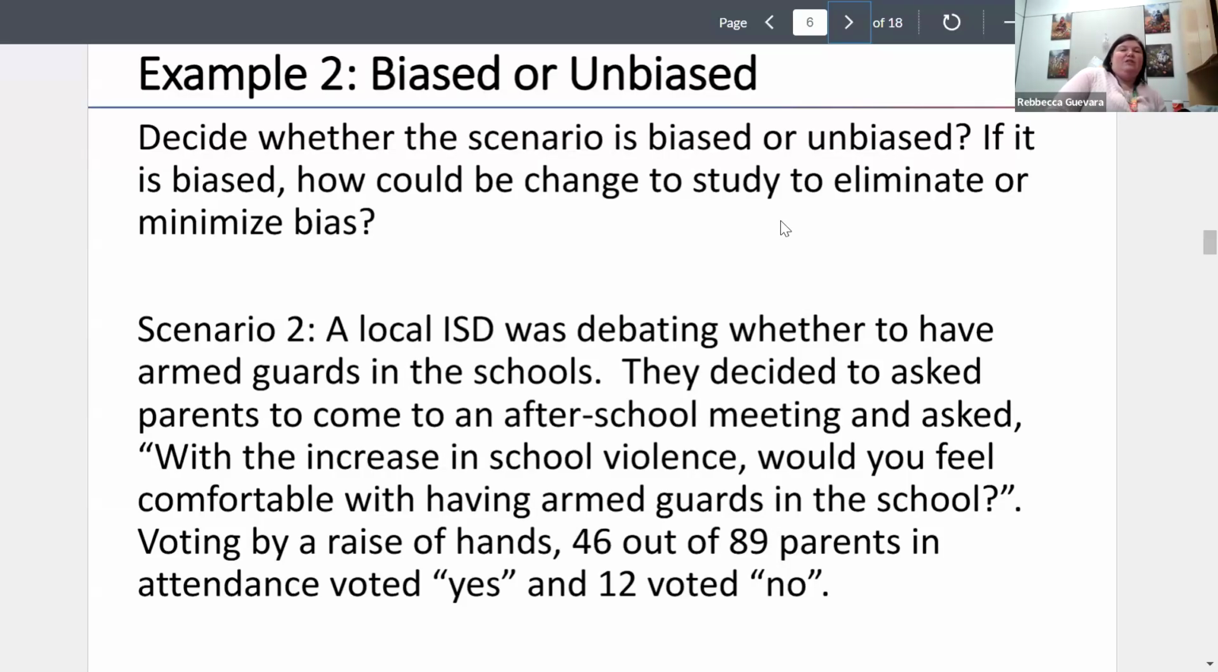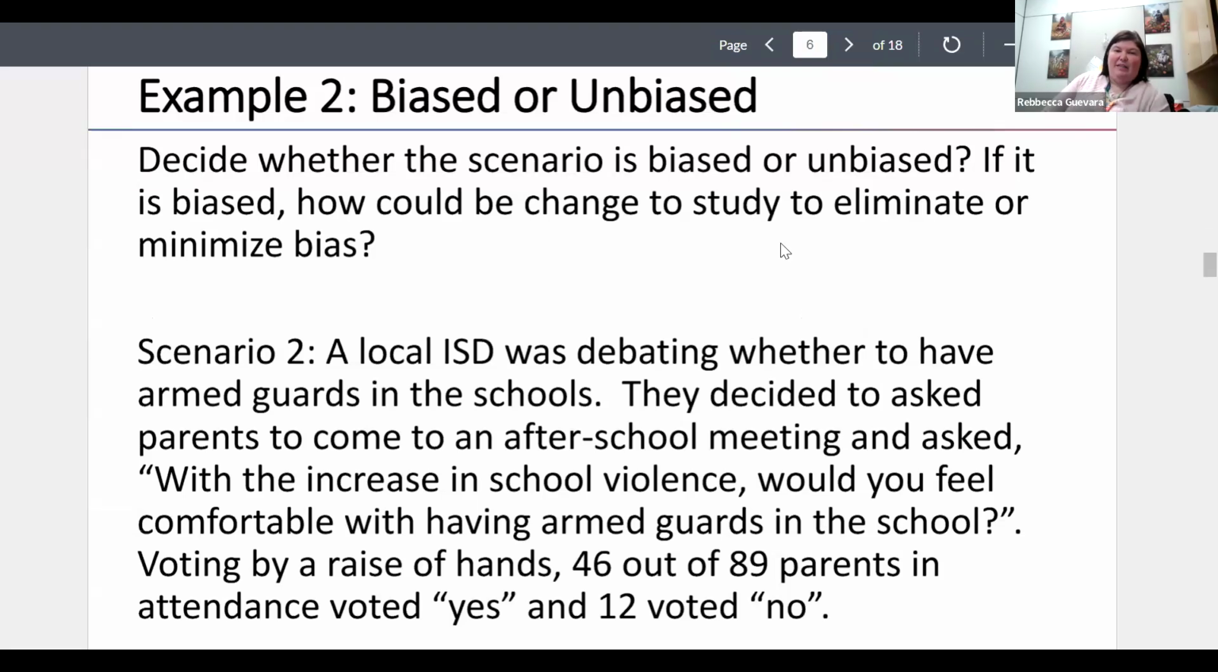Okay. Another case, decide if it's biased or unbiased, and how could we eliminate or minimize that bias? A local ISD was debating whether to have armed guards in the school. They decided to ask parents to come to an after school meeting and asked, with the increase in school violence, would you feel comfortable with having armed guards in the school? Voting by a raise of hands, so everybody's in the room, they can see each other. 46 out of the 89 parents who attended voted yes, and 12 voted no.